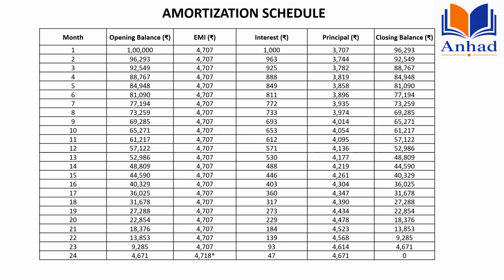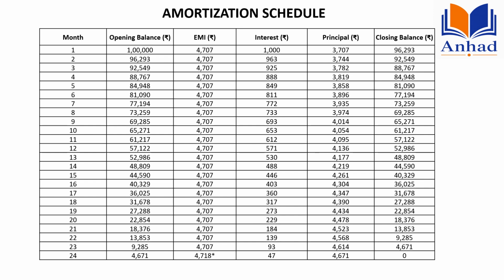The amortization schedule can be seen on the screen. This table clearly demonstrates the key principle of amortization. The EMI remains almost constant throughout the loan tenure. The interest component decreases each month. The principal repayment increases each month. And the outstanding loan balance gradually reduces to zero.